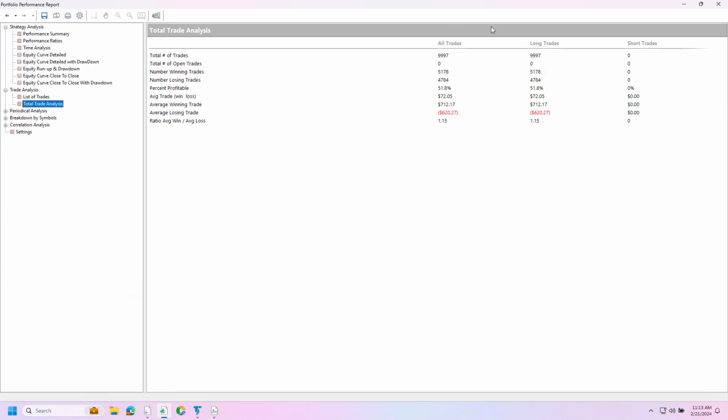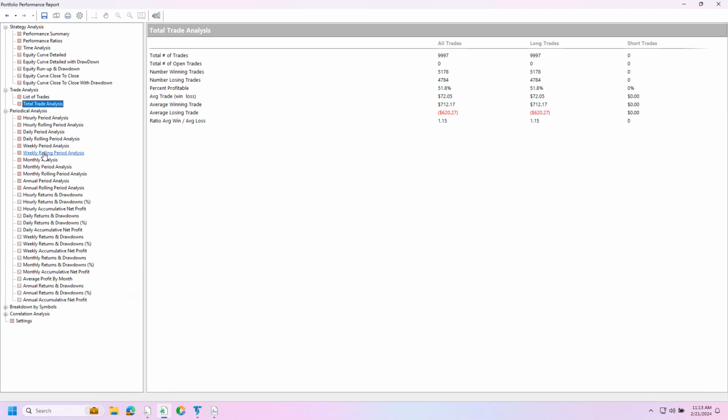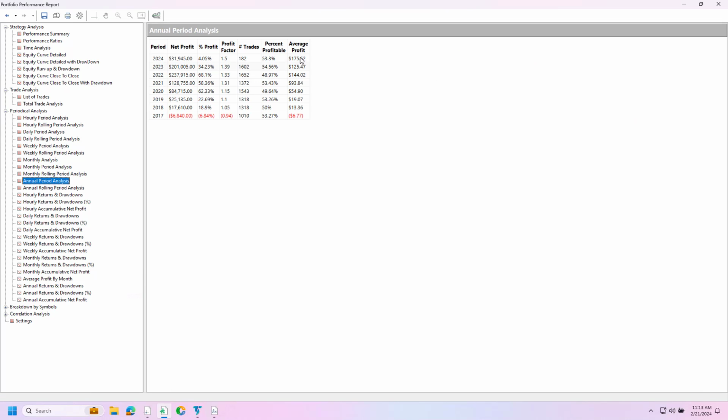You get the total trade analysis. They're all long trades, almost 10,000 long trades in 7 years. And so you have an average trade profit of $72.05. In recent years, it's done better. And so the volatility has picked up. This is inclusive of $25 round turn slippage and commission. So look at the annual period analysis. You can see the average trade profit as well.